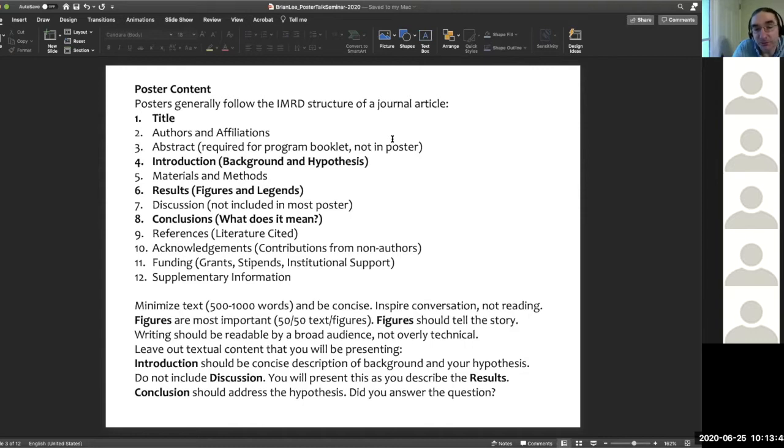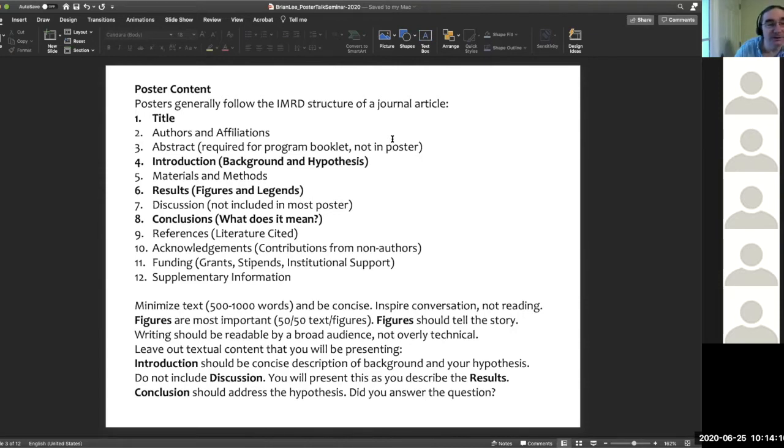Materials and methods should be part of a poster, but you're not going to have as much detail as you would, say, for instance, in a research article. But you do still want to have a materials and methods section so people can see what experiments you've done, and you can provide some details, but not too much detail on the methods. You basically want to have brief descriptions for the methods so that people can recognize what experiments you're doing.